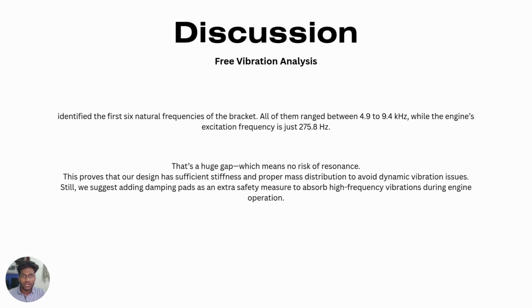So the free vibration analysis identified the first 6 natural frequencies of the bracket. All of them range between 0.9 to 9.4 kHz, while the engine's excitation frequency is just 275.8 Hz. That's a huge gap, which means there's less risk of resonance. This proves that our design has sufficient stiffness and proper mass distribution to avoid dynamic vibration issues. Still, we suggest adding damping pads as an extra safety measure to absorb high frequency vibration during engine operations.